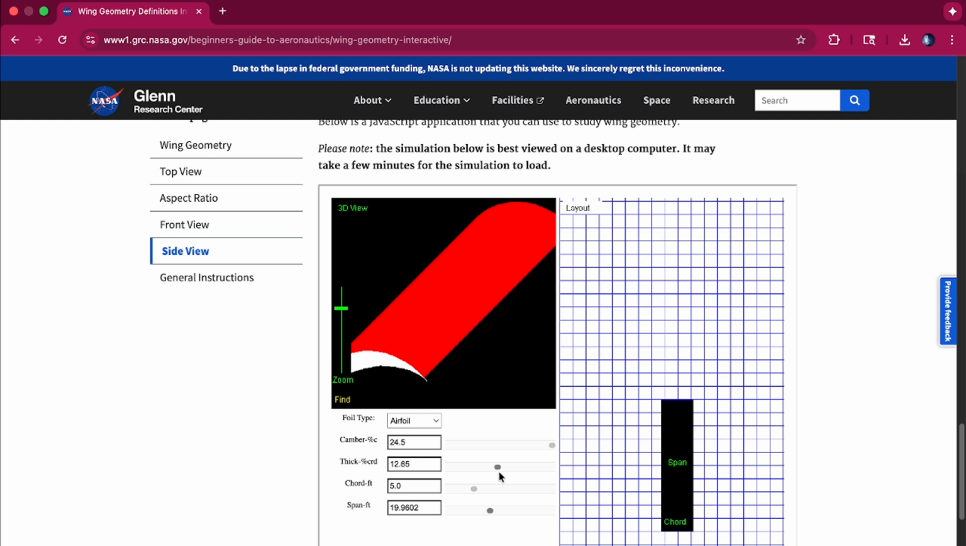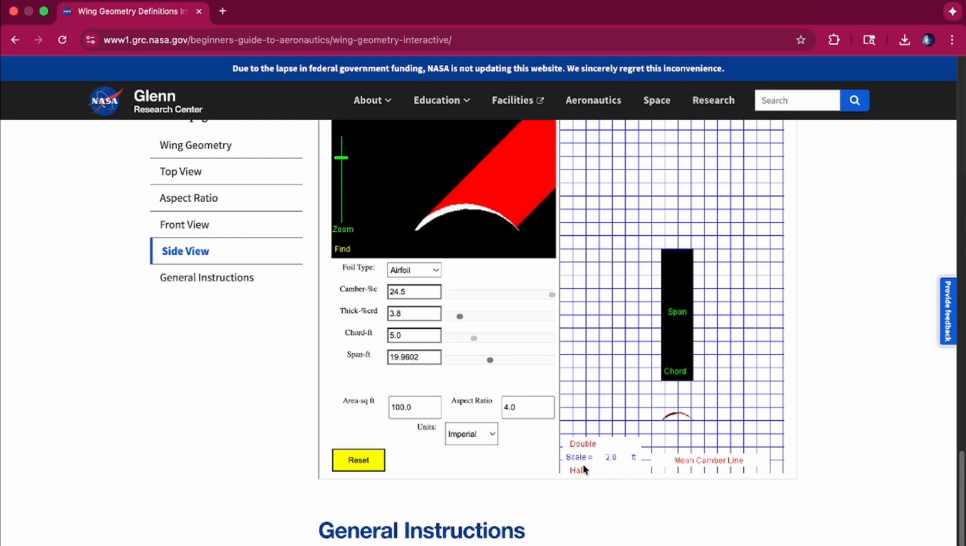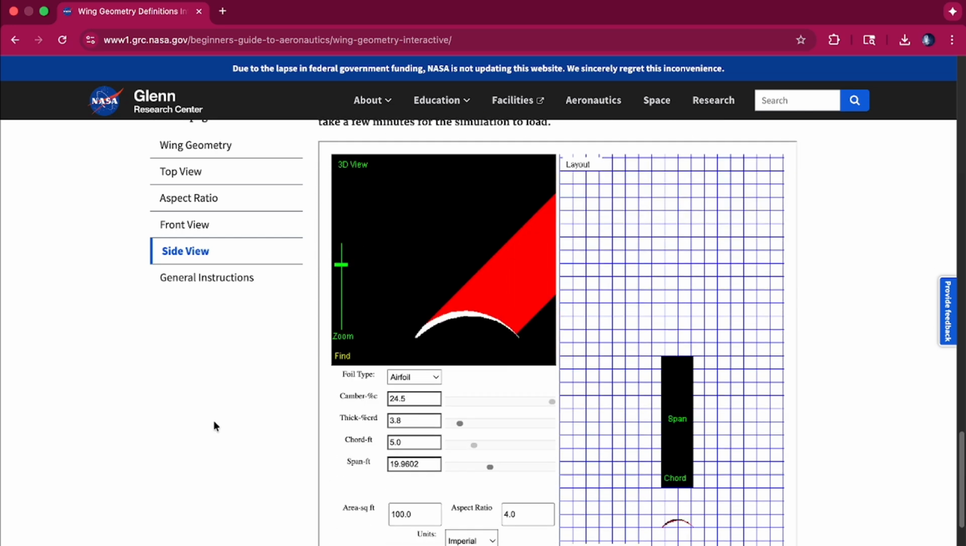You can see that the chord is increasing right here. Look at that, it looks so nice. It goes up. Oh, I didn't even see that. Look, so you can see here in this graph, there's a double scale, half, mean camber line. That's the mean camber line right there. That's a nice little layout right there.